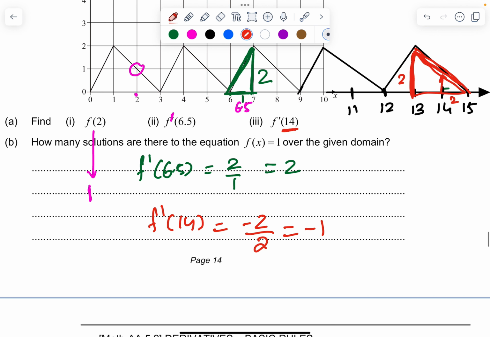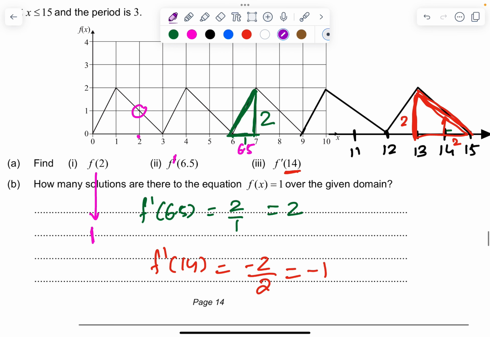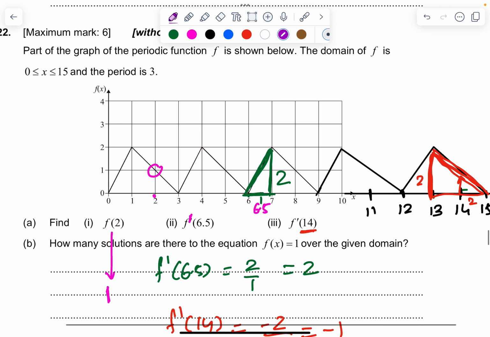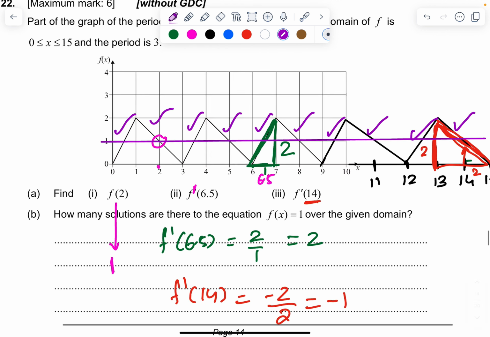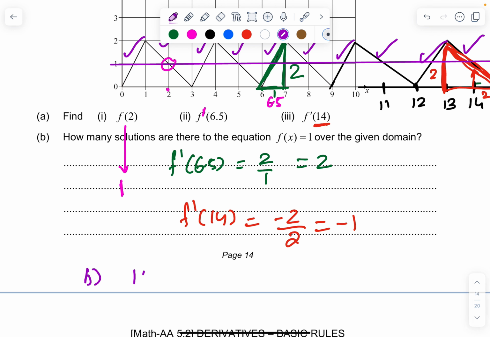Now finally the next one. How many solutions are there for f of x equals 1 in the given domain? I am drawing f of x equals 1. How many? 1, 2, 3, 4, 5, 6, 7, 8, 9, 10. So 10 solutions are there. So for part B, the answer is 10.